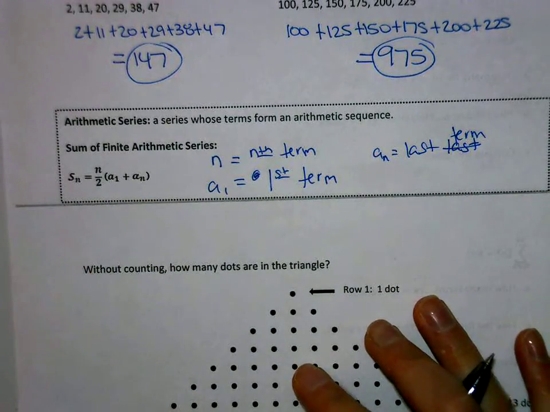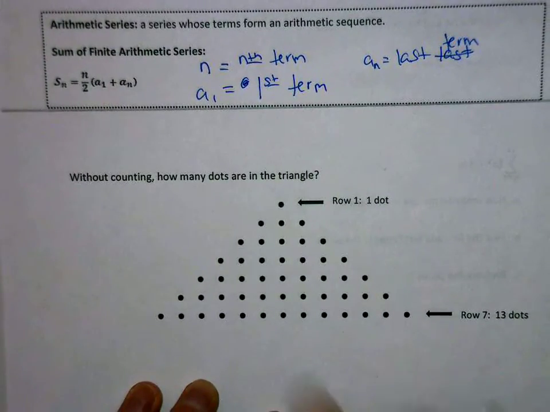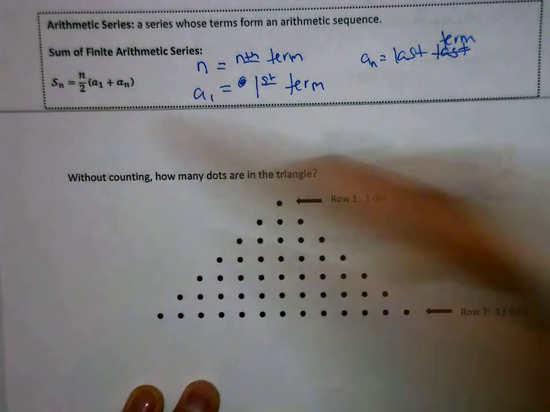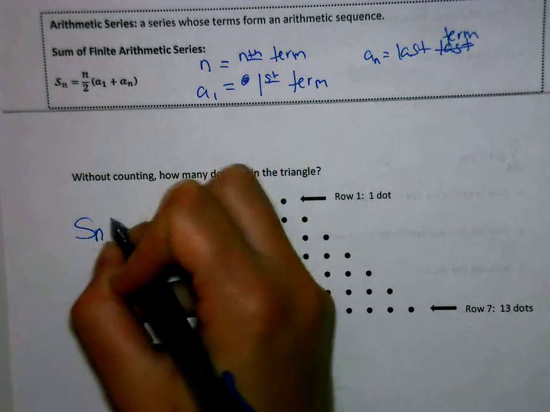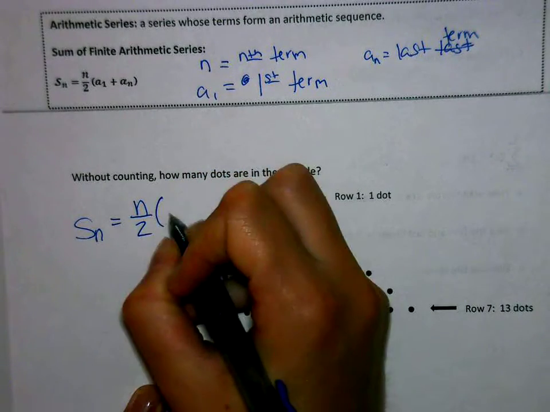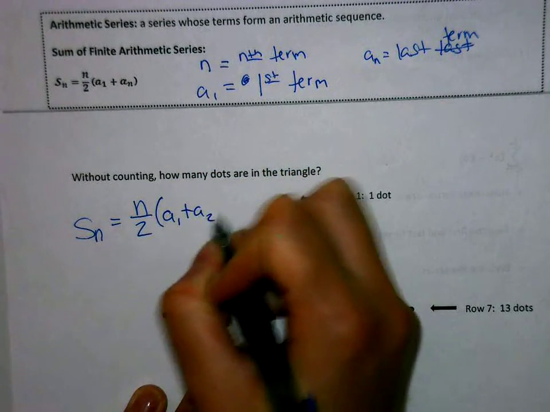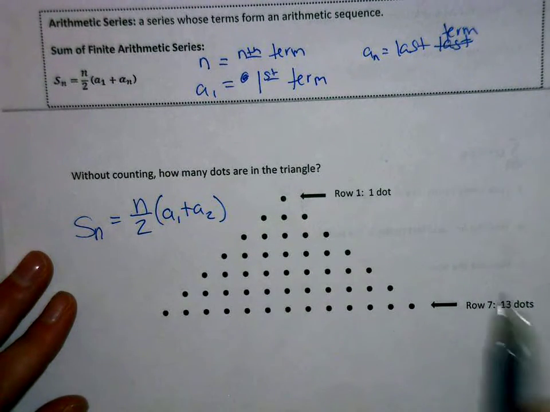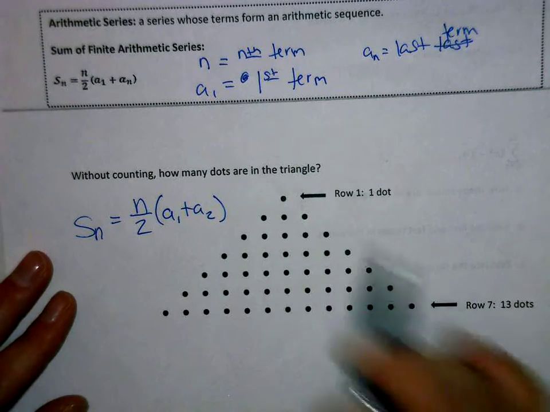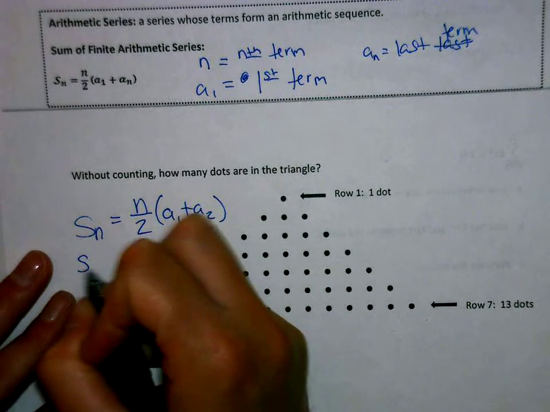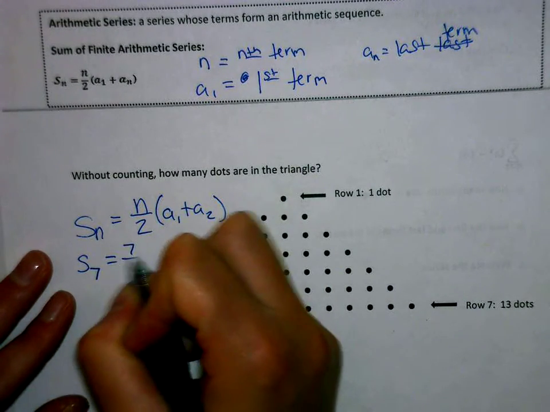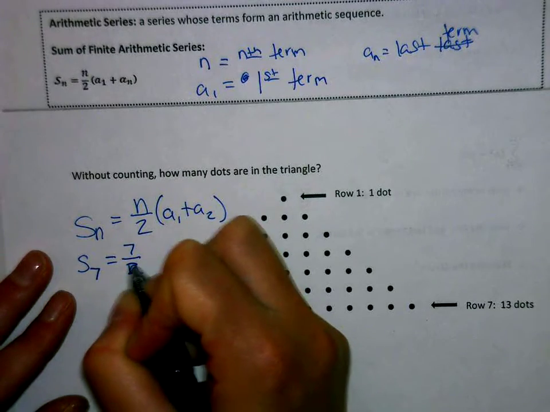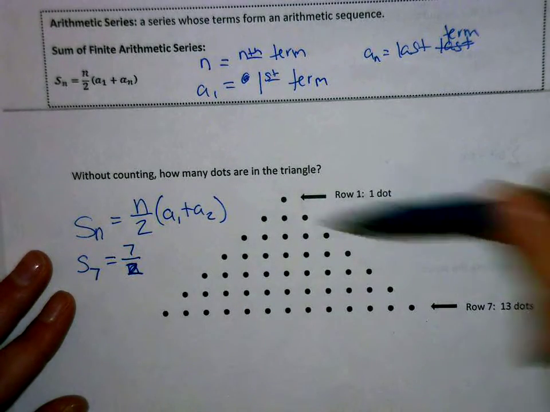Without counting, we want to know how many dots are in the triangle. So let's use this formula: S of n equals n divided by 2 times our first term plus our last term. Looking at this, we have row 1 down to row 7. So we have 7 terms, 7 rows, which means our n is 7.